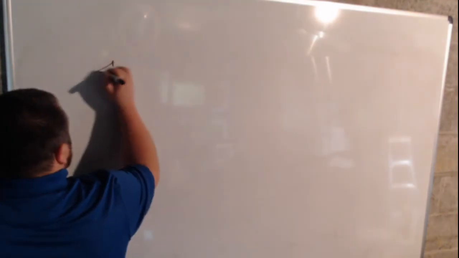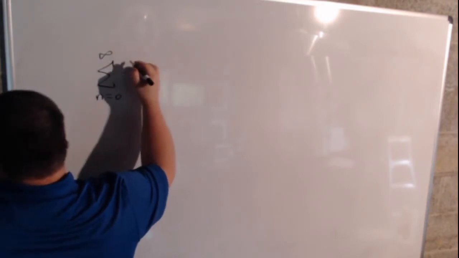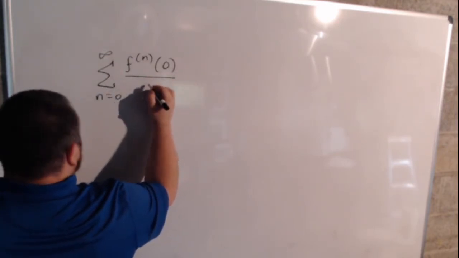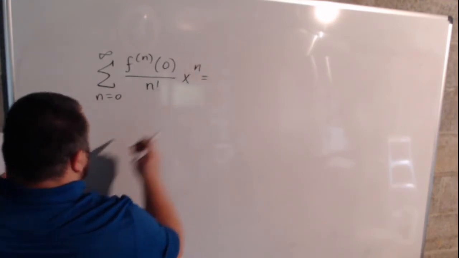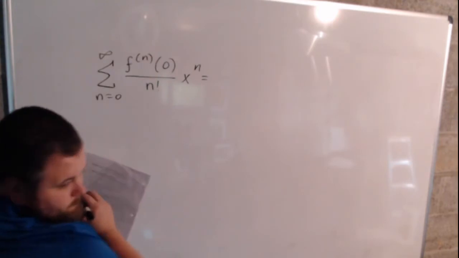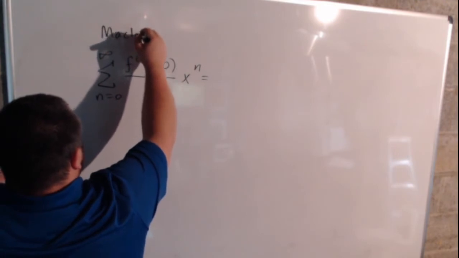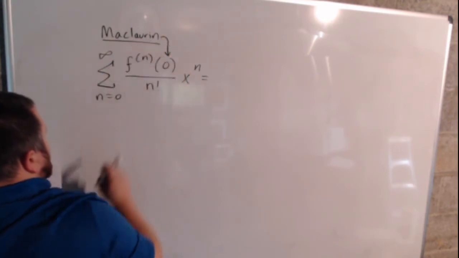All right. So a Maclaurin series is a summation from n equals 0 to infinity. The nth derivative evaluated at 0 divided by n factorial times x to the n. So that is the Maclaurin. So what makes it a Maclaurin is that it's evaluated at 0.